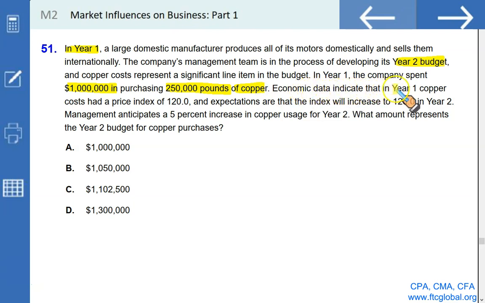Economic data indicate that in year 1, copper cost had a price index of 120. Expectations are that the index will increase to 126 in year 2. Management anticipates a 5% increase in copper usage for year 2. What amount represents the year 2 budget for the copper purchase? First of all, we need to see the price increase in copper. The index is going to go up to 126 from 120. So if you calculate the percentage change, it is going to be 5%.